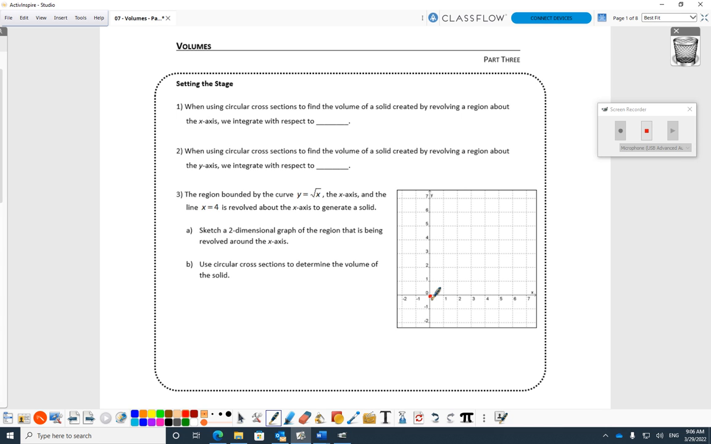Square root of 0 is 0. Square root of 1 is 1. Square root of 4 is 2. And there's the graph of y equals root x, and so that goes like that. There's y equals root x, okay?